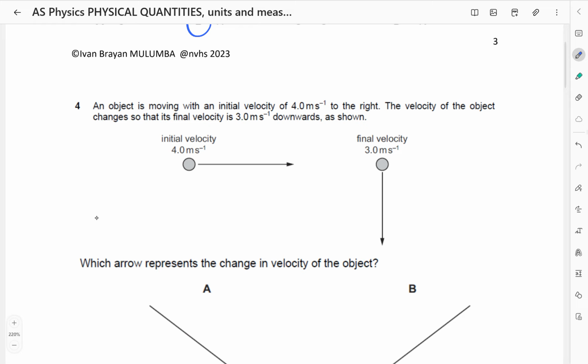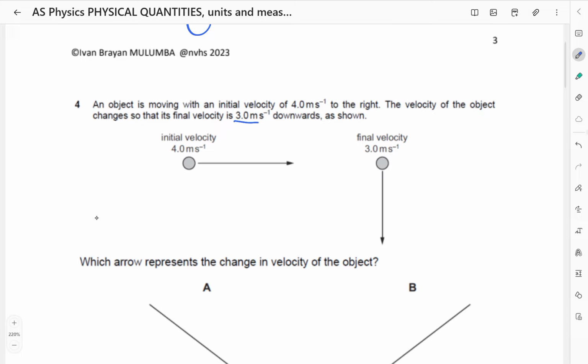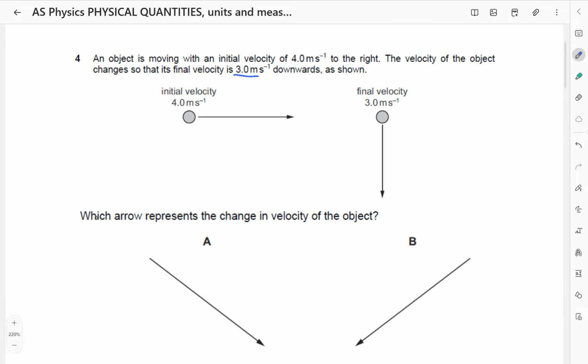An object is moving with an initial velocity of 4 meters per second to the right. The velocity of the object changes so that its final velocity is 3 meters per second downwards, as shown in the figure here. Which arrow represents the change in the velocity of the object? Since the final velocity is only in the vertical, there should be a component in the horizontal to the left that cancels out the initial velocity to the right. So let's first check which of these diagrams have a component in the horizontal to the left.